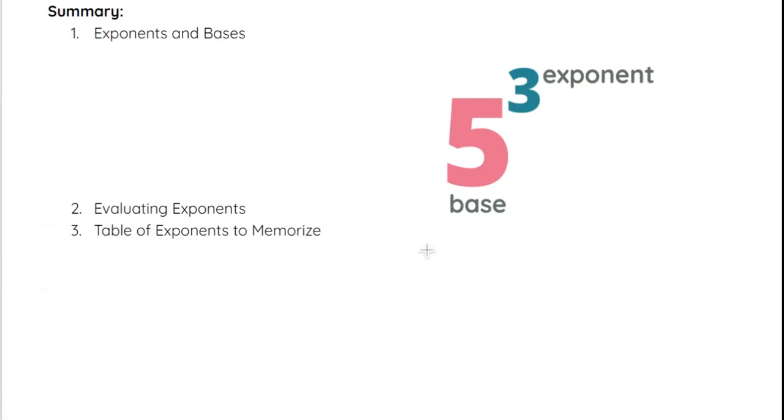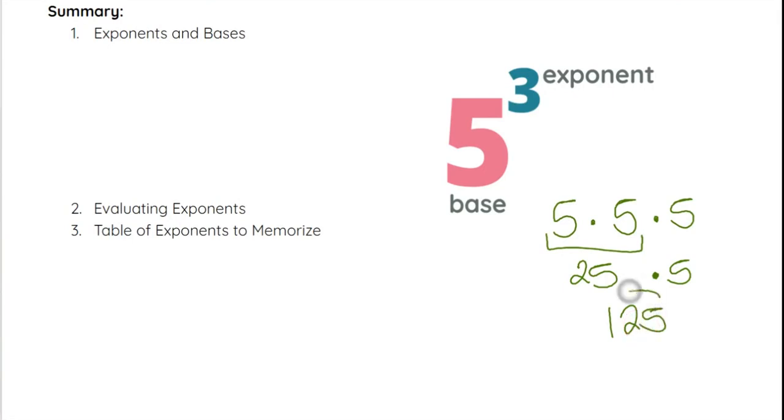So in a quick summary, we've talked about exponents and bases. Remember that the base is the number being raised to the exponent. So that little number up top is your exponent, and then the base down here is our base. When we evaluate exponents, we can memorize them, or we can have them written out. So for example, 5 to the third power is really 5 times 5 times 5. And you could multiply 5 times 5 to get 25, and then multiply 25 by 5. And when you do that, you get 125. And that would be your answer for 5 to the third power evaluated.